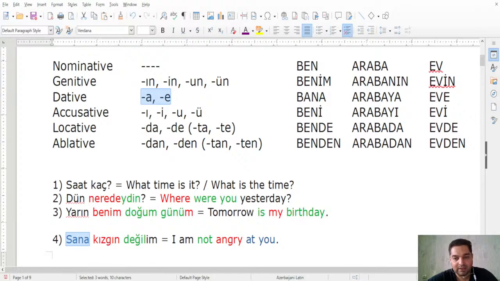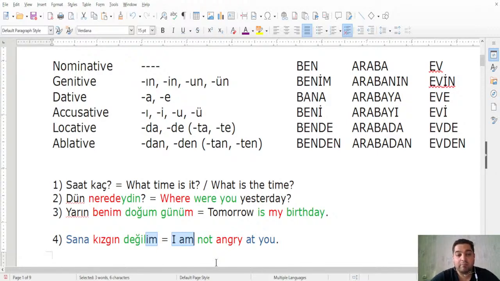But in English, of course, we translate it as at you, because with anger you say I'm not angry at somebody. So sana is the dative case of sen. Kızgın means angry. Değil means not. And then we have this im, which is I am, which denotes me, I.